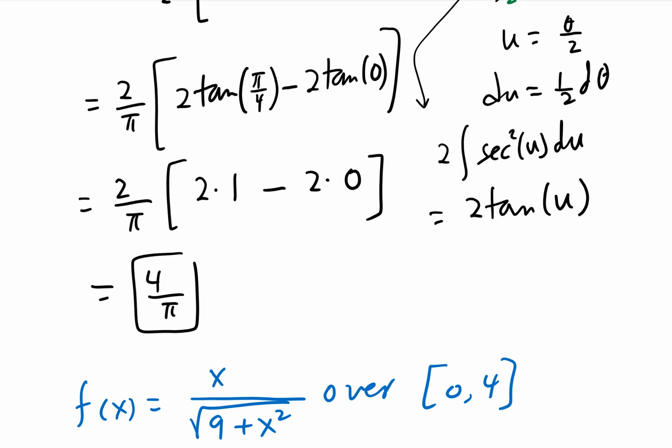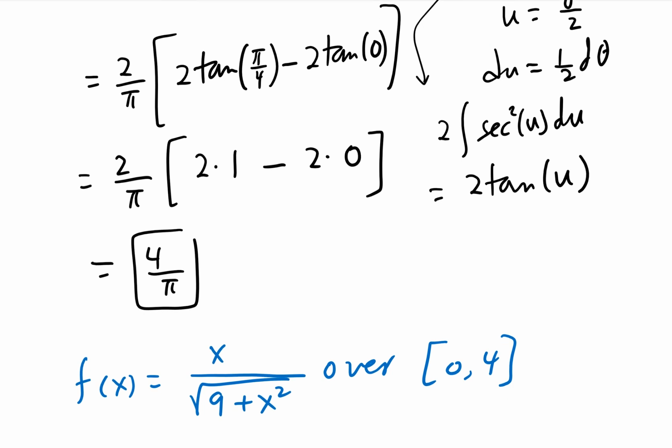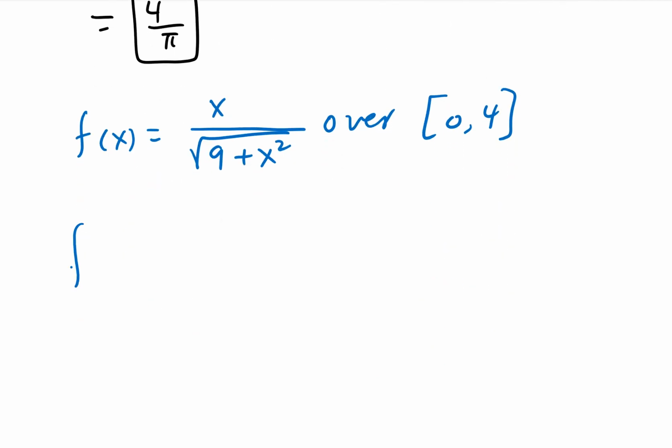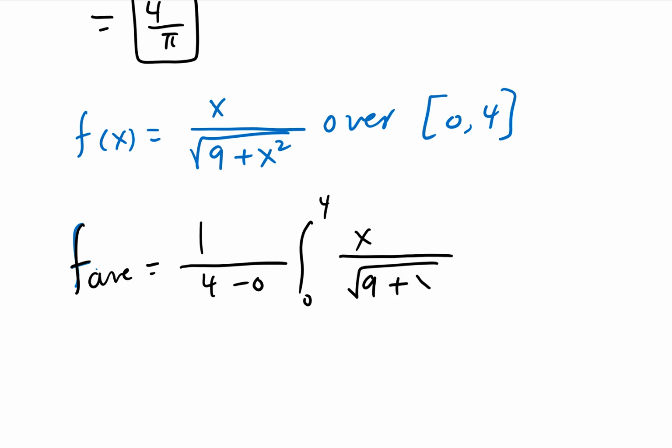Another one is f of x equals x over the square root of 9 plus x squared over that interval, 0 to 4. So again, it's the f average here. It's all a matter of integrals, as you notice. The setup is easy: 1 over 4 minus 0, the integral from 0 to 4 of the function itself, dx.